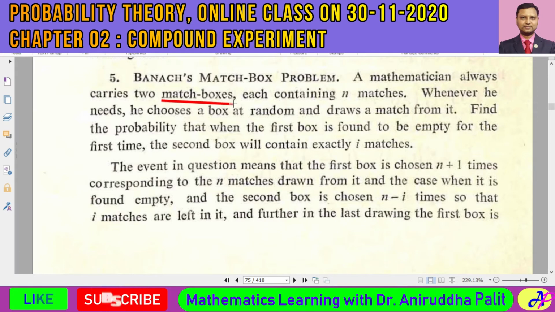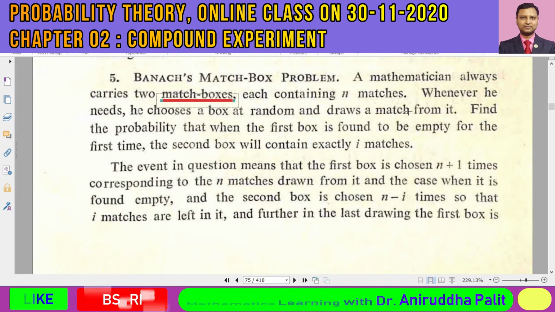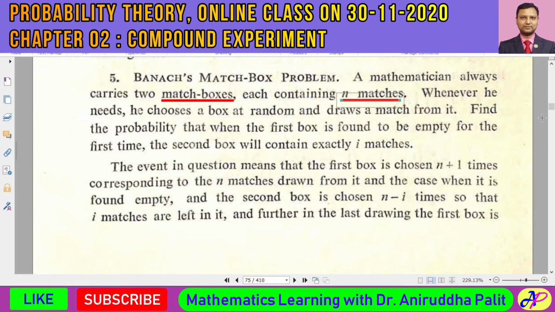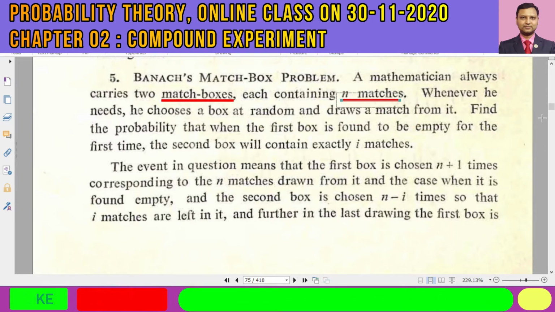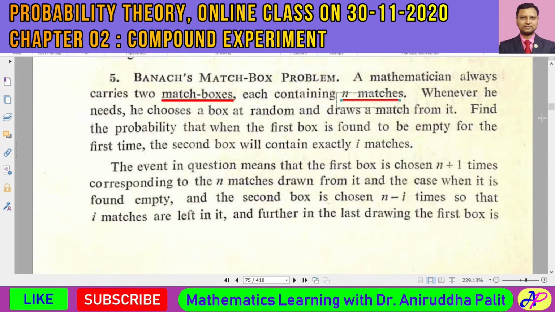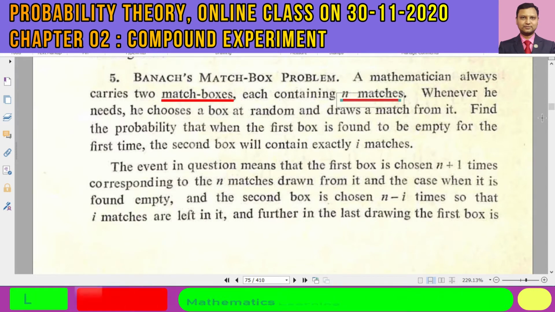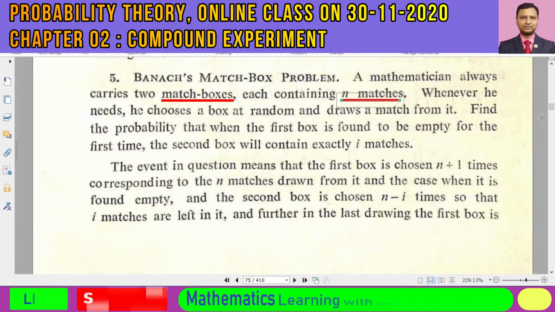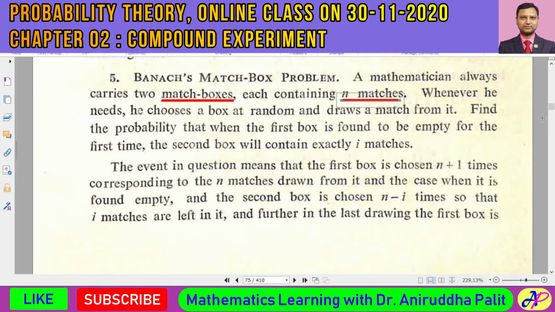Always carries two matchboxes, each containing n matches or match sticks. Whenever he needs, maybe for smoking or something else, he chooses a box at random and draws a match from it. Find the probability that when the first box is found to be empty for the first time, the second box will contain exactly i number of matches.